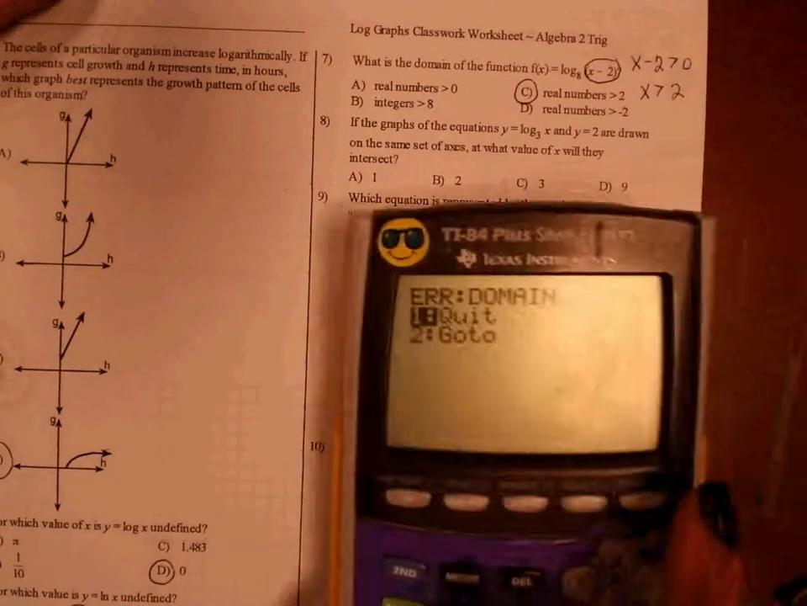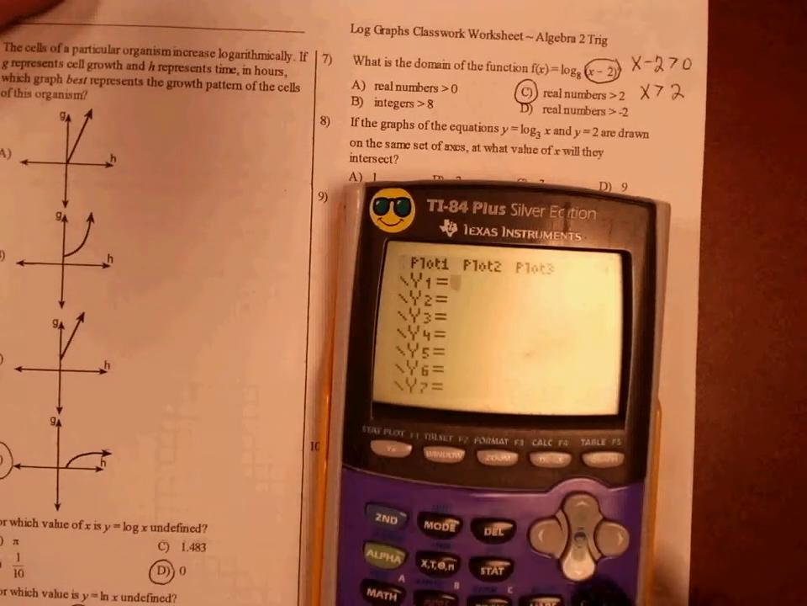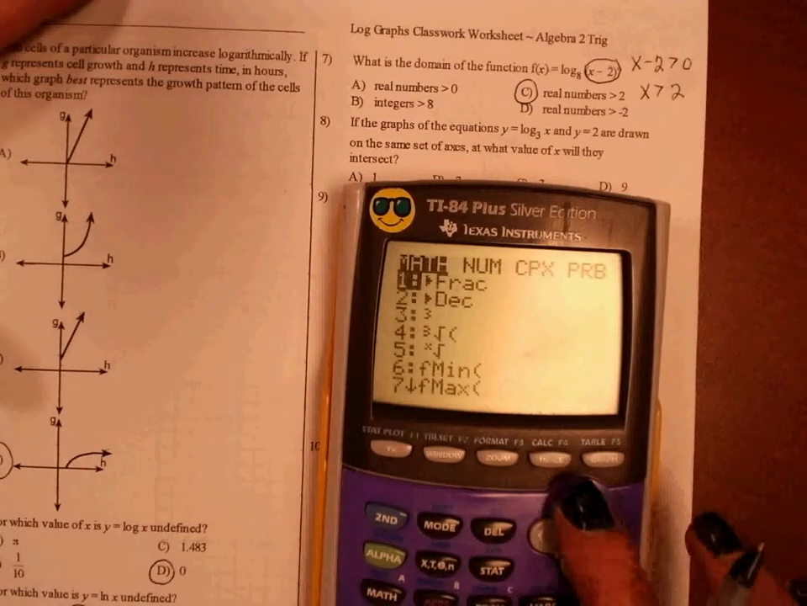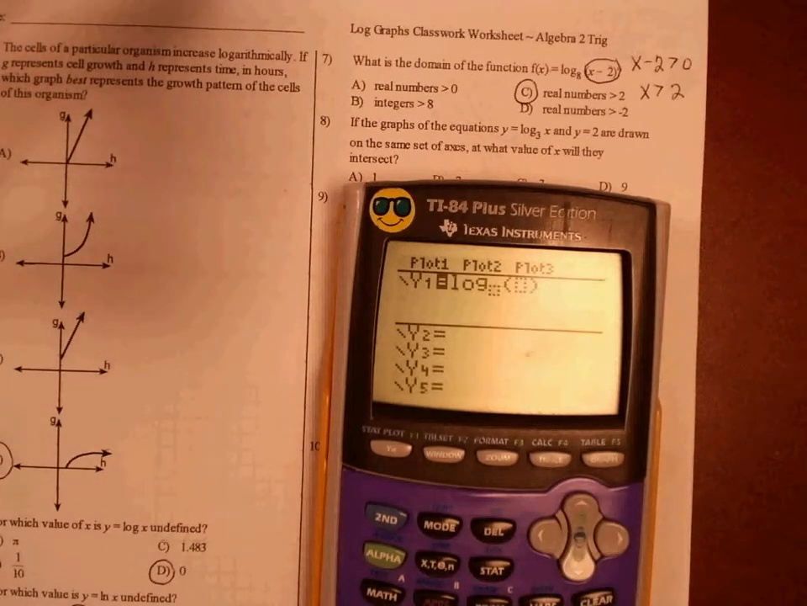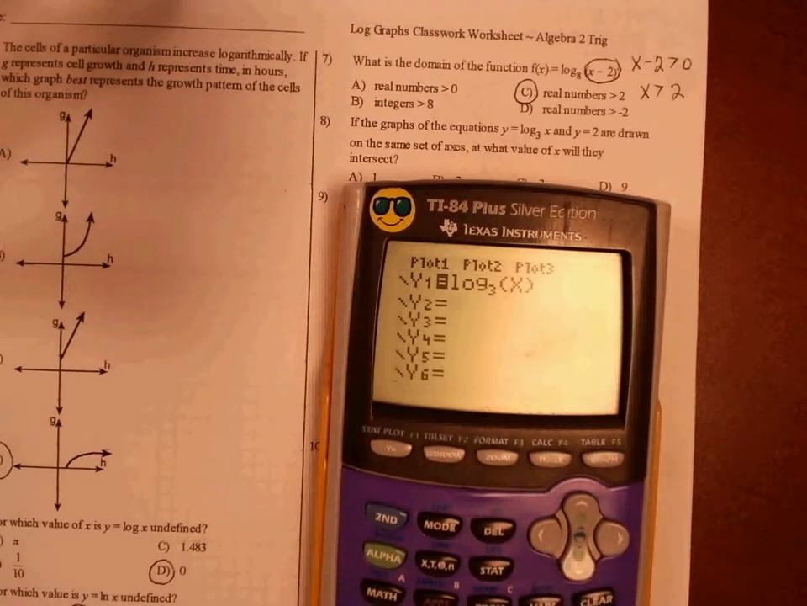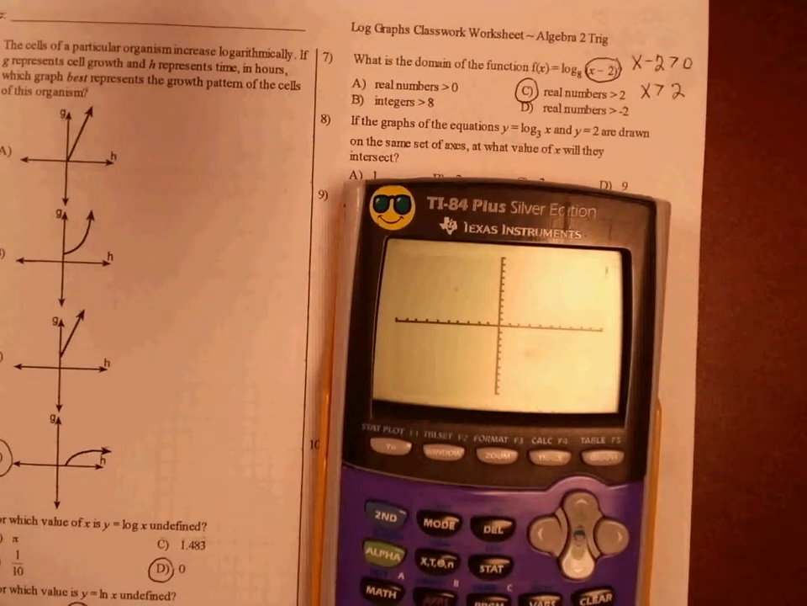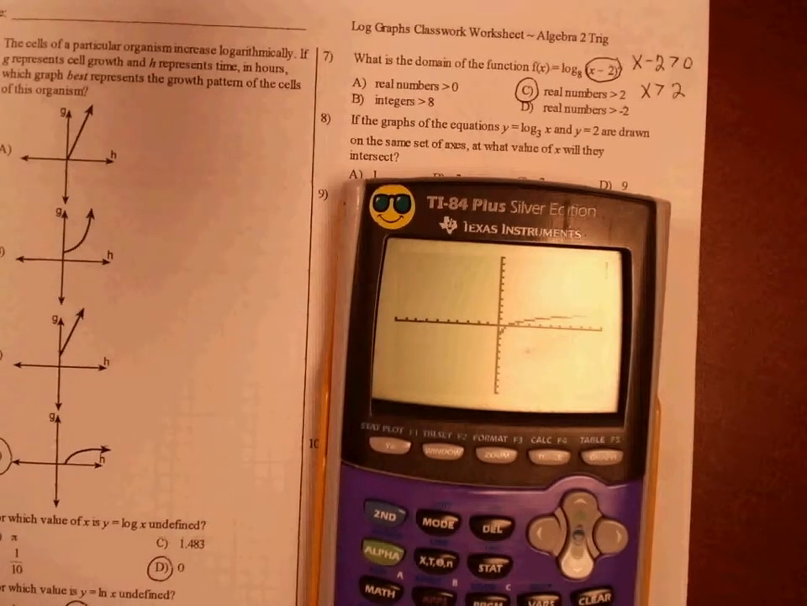Okay. Number 8, you could do in the calculator. Just go into your y equals. Okay, make sure everything's cleared out. You need to do log base 3 of x. So math, hit the up arrow twice. Log base 3 of x. And then it's y equals 2, so that's going to be your second equation. And when you hit graph, you're looking for where they intersect.